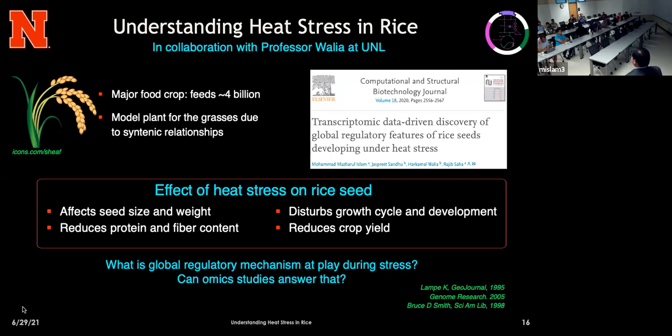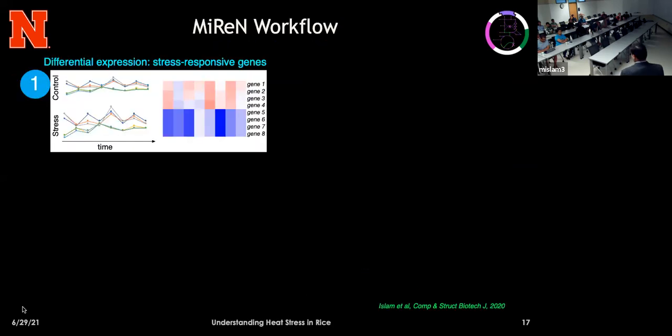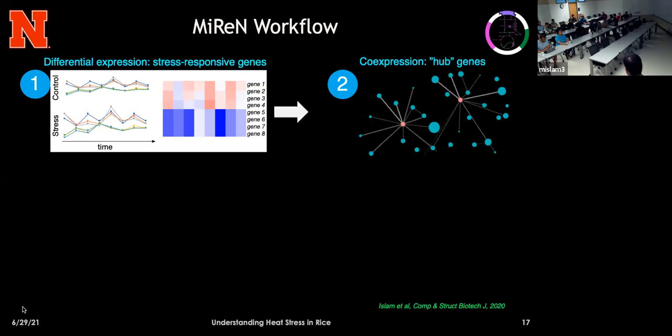And if any sort of omics experiment can help answer that question. Now, Professor Walia's lab did just that. They did a temporal transcriptomic analysis of rice seed at the early developmental stage. And from that, I did a differential gene expression analysis to find what are the genes that are most responsive to heat stress. From those set of genes, I did a co-expression analysis to find which genes are mostly co-expressed with the most number of genes. And we call them, quote-unquote, potential hub genes that are our candidates for global regulators.